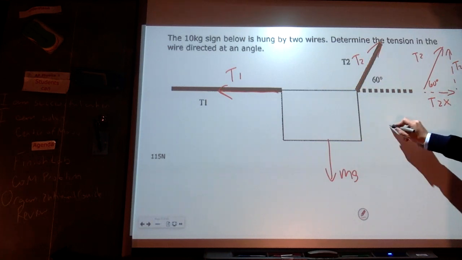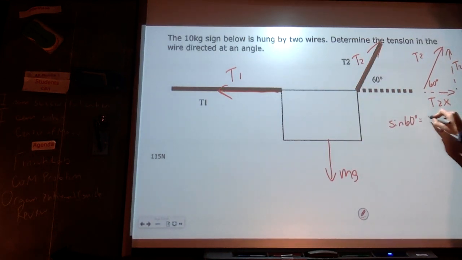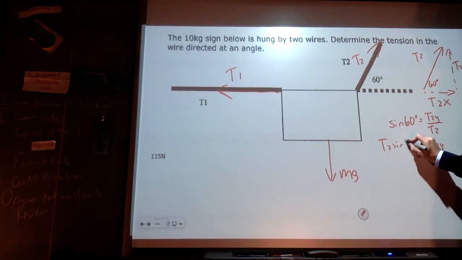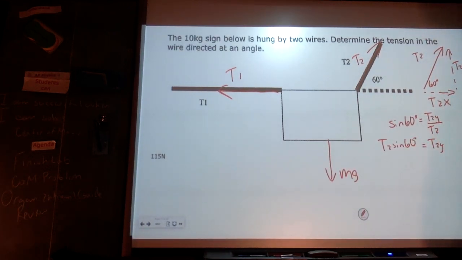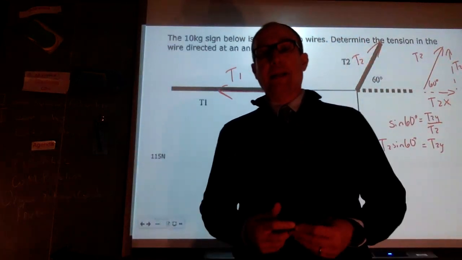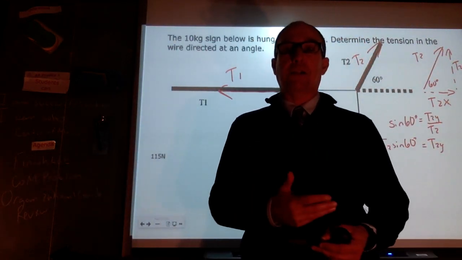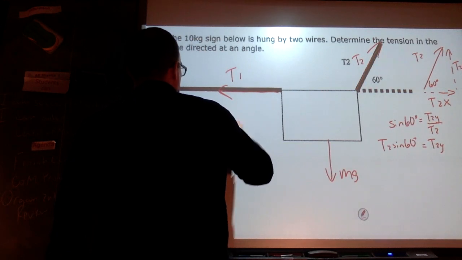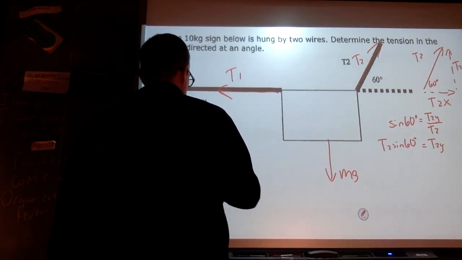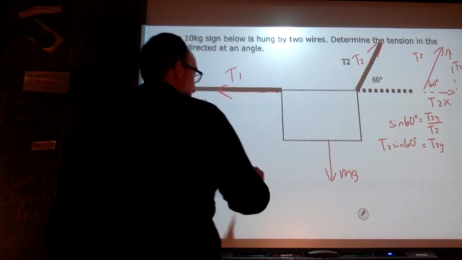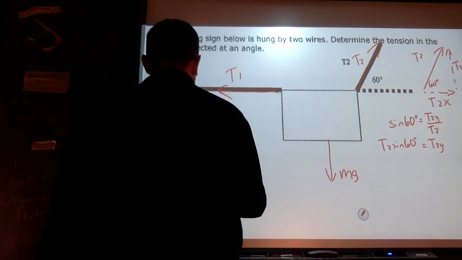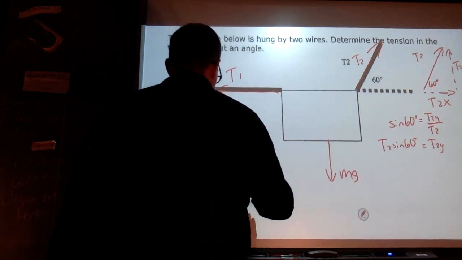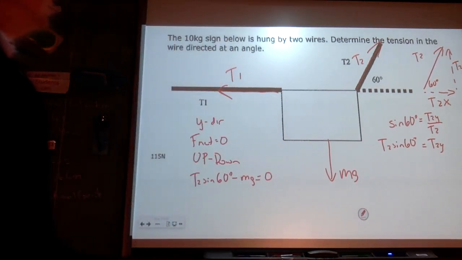All right, so I'm going to use sine of 60 is going to be equal to T2y over T2. So T2y is going to be T2 sine of 60. So T2y is not real. So if I can express it in terms of T2, which I actually want to solve for, that's beneficial to me. And then in the y direction, I'm going to say F net equals 0. I'm going to take the forces up minus down. This is going to be T2 sine of 60 minus mg is equal to 0.